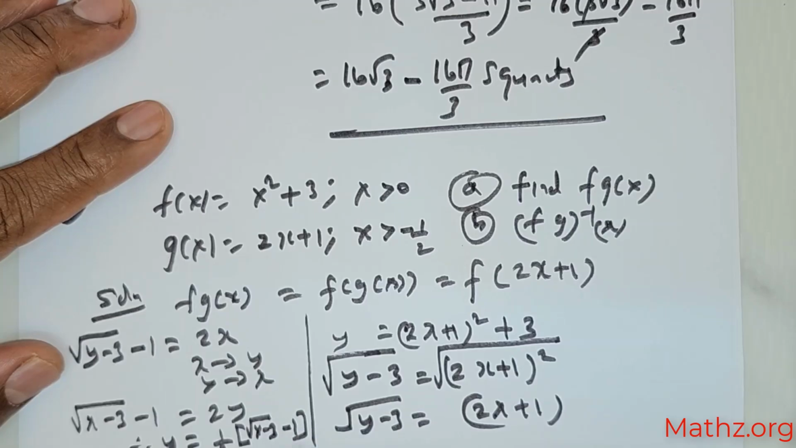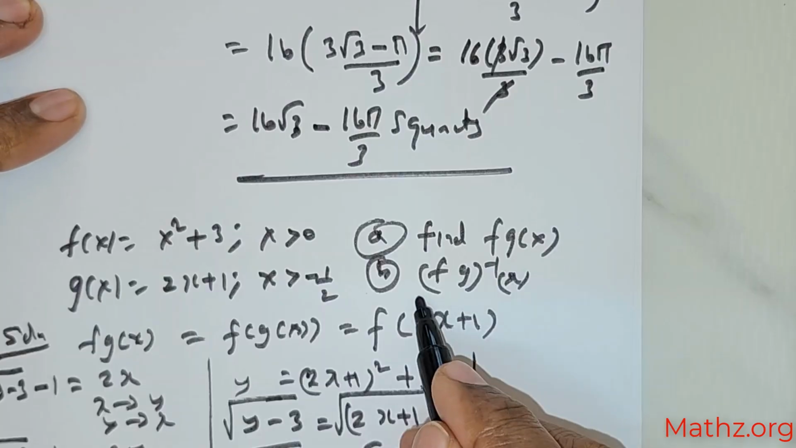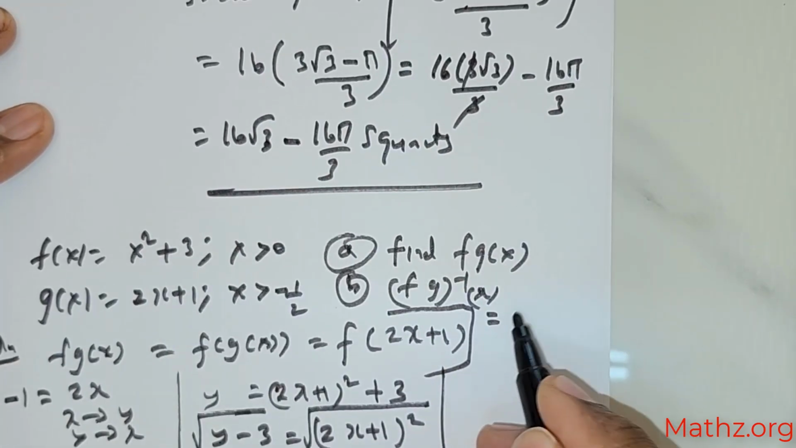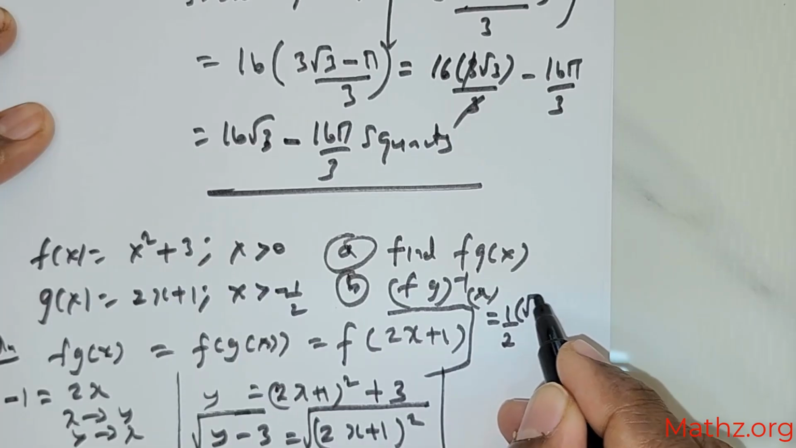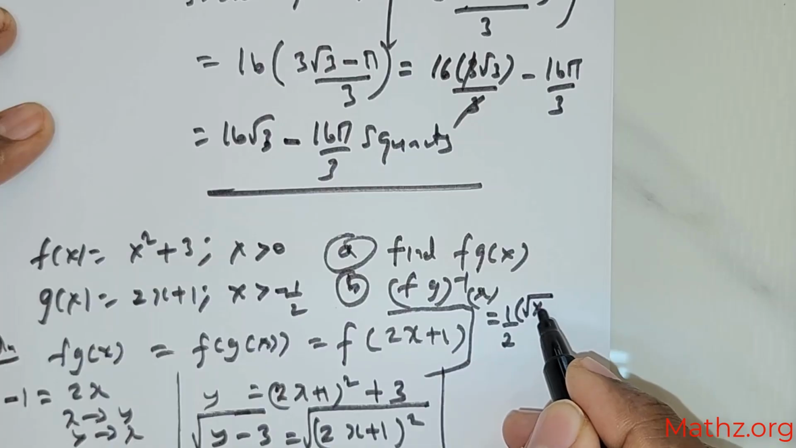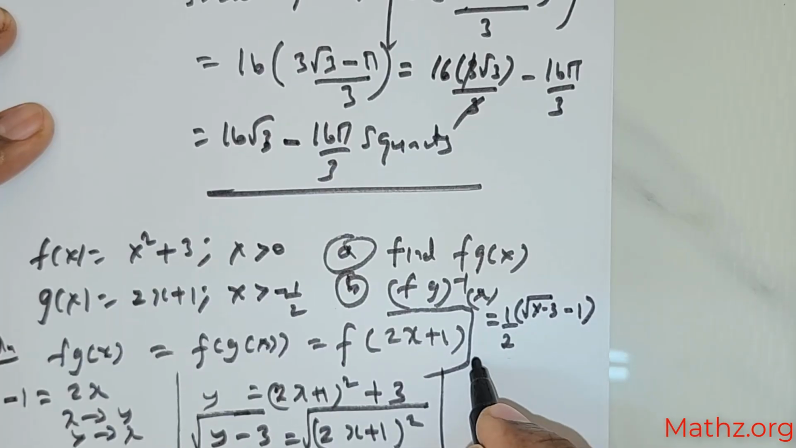Now what is this? This is exactly my fg inverse of x. So I'm going to write that down here. So this is equal to 1/2 times (√(x - 3) - 1).